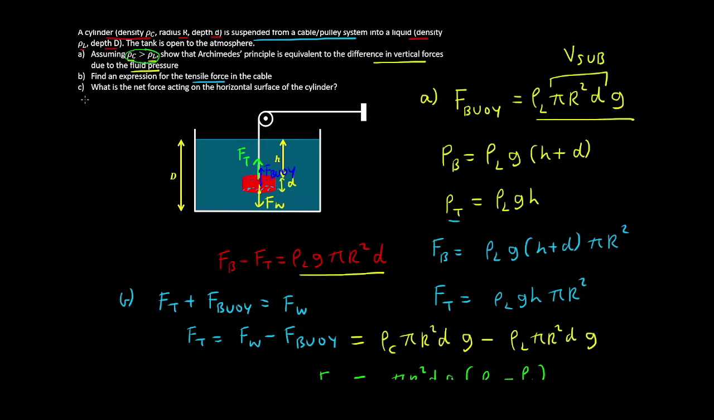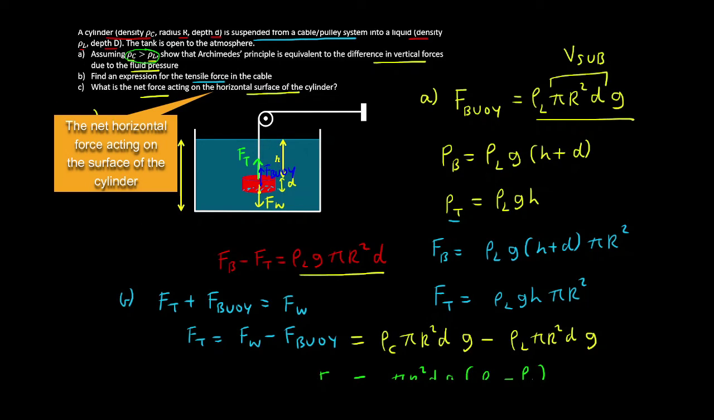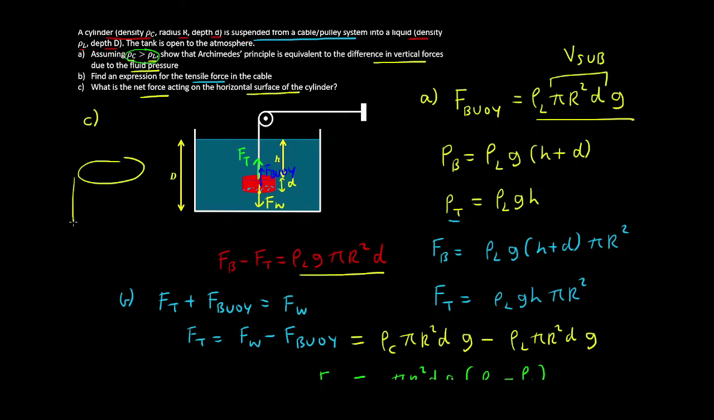And part C asks us, what is the net force acting on the horizontal surface of the cylinder? So if we draw this cylinder over here, and if we take a section of the cylinder on this side, well, the pressure due to the fluid is going to result in a resultant force acting perpendicular to that area.